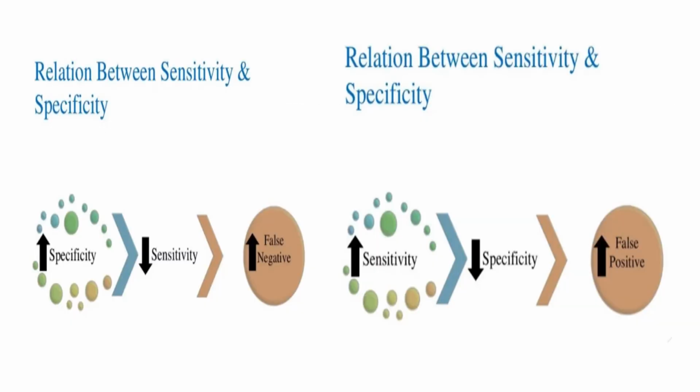So what is this relation between sensitivity and specificity that we learn to calculate? Whenever in a test you try to raise the specificity, the sensitivity goes down, and so the false negatives rise. Whereas if you try to increase the sensitivity, specificity goes down and the false positives increase.